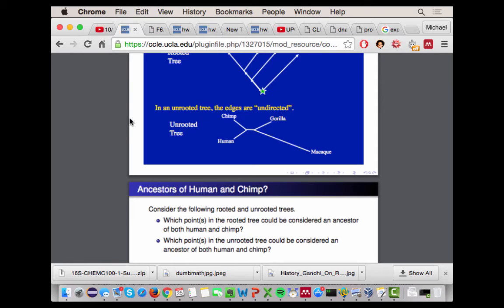Correct. So in this case, you can pick a point. Well, if you pick a point somewhere on this line, then chimp and human are going to be further away than gorilla is going to be. Because gorilla is always going to be closer to macaque than it is chimp and human. This is hard to see.